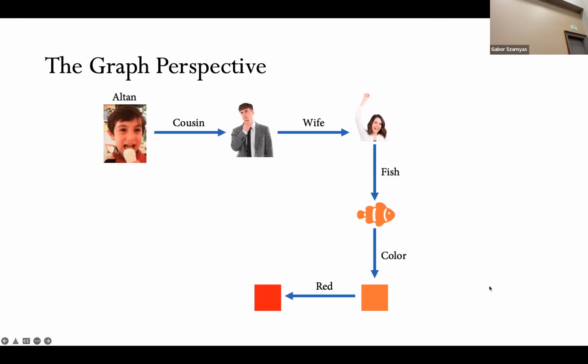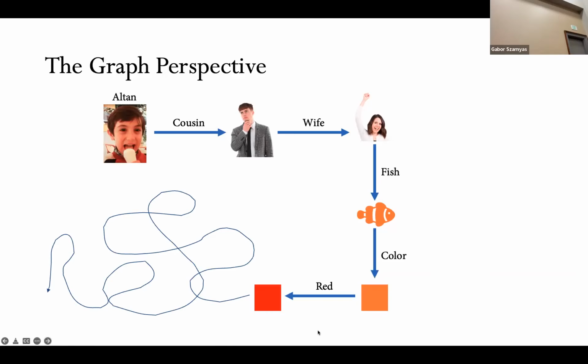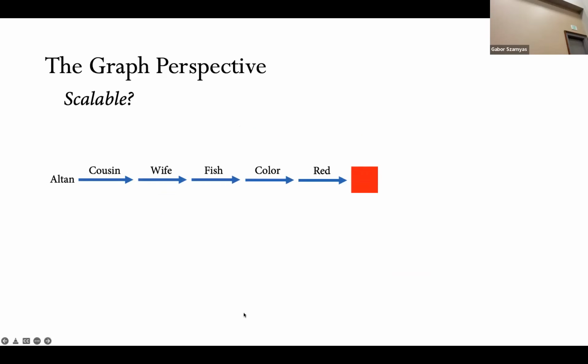But let's ask the question, this might even go deeper and be even more convoluted. So let's say I asked this query, Altan's cousin's wife's fish's color's red component, but this query is slow. So what can I do? Can I put more computers onto it, put more processes onto it, and have it be faster? Well, this is kind of difficult.